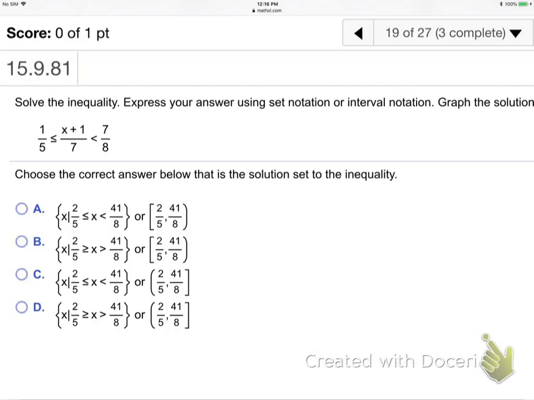Okay, let me get a fresh screen on that one. 1/5 x plus 1 over 7.